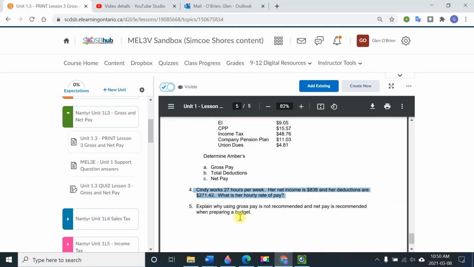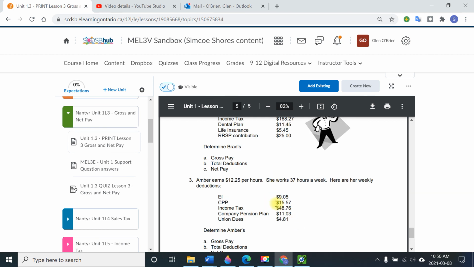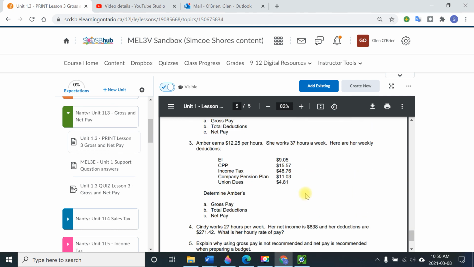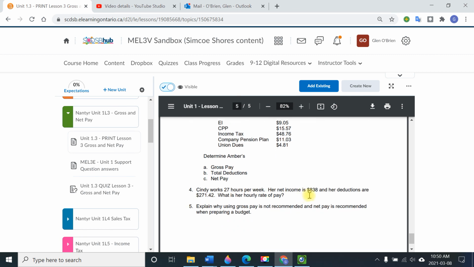Explain why using gross pay is not recommended and net pay is recommended when preparing a budget. Well, because gross pay doesn't include deductions. So your deductions could be quite high, right? In this case here, they weren't too high, but up here they were quite high. So again, depending on what your deductions are, you could not get a lot of pay that's left over. So that's why when you do a budget, you want to base it on your net pay and not your gross pay, because your gross pay isn't really what you're getting. It's your net pay, which is what you want to get. So there you guys go.